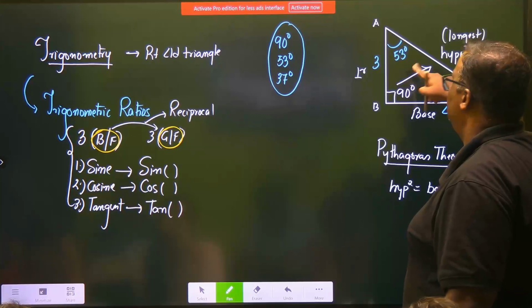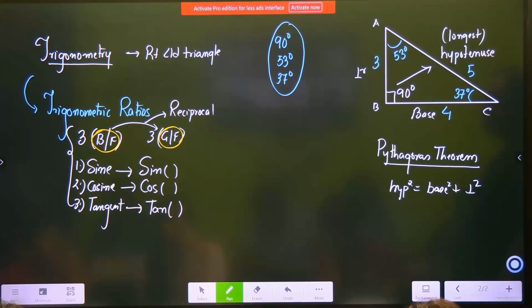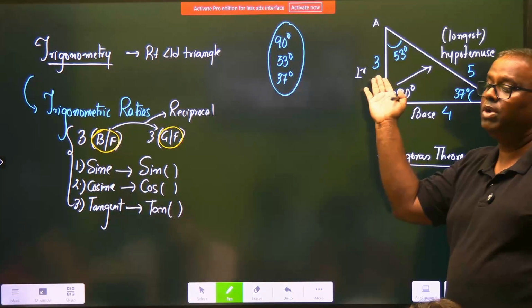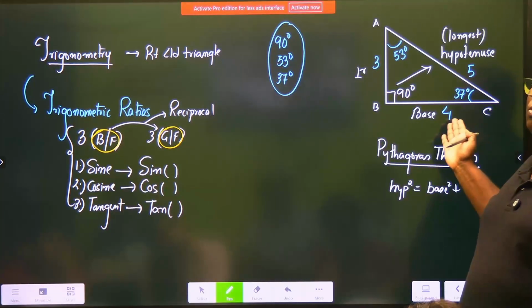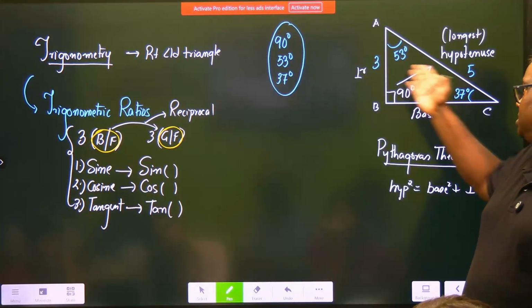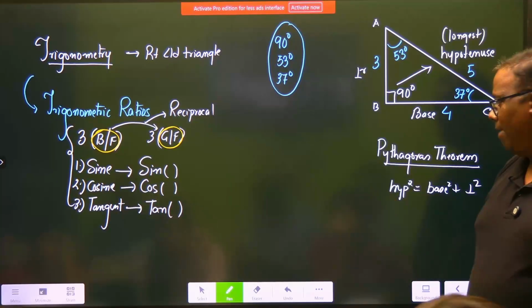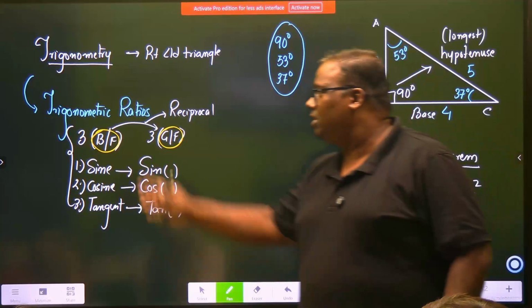3, 4, 5 is the smallest Pythagorean triplet, where 5 square is 25, can be found by squaring 3, which is 9, and adding with the square of 4, which is 16. 16 plus 9 makes it 25. Clear? Okay. Then we understand trigonometric ratios.